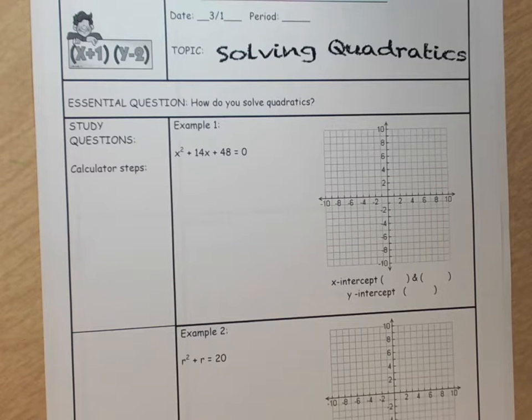Okay guys, today we're going to be solving quadratics. There are multiple ways to solve quadratics. The two ways we're going to work on today are by graphing and by factoring.